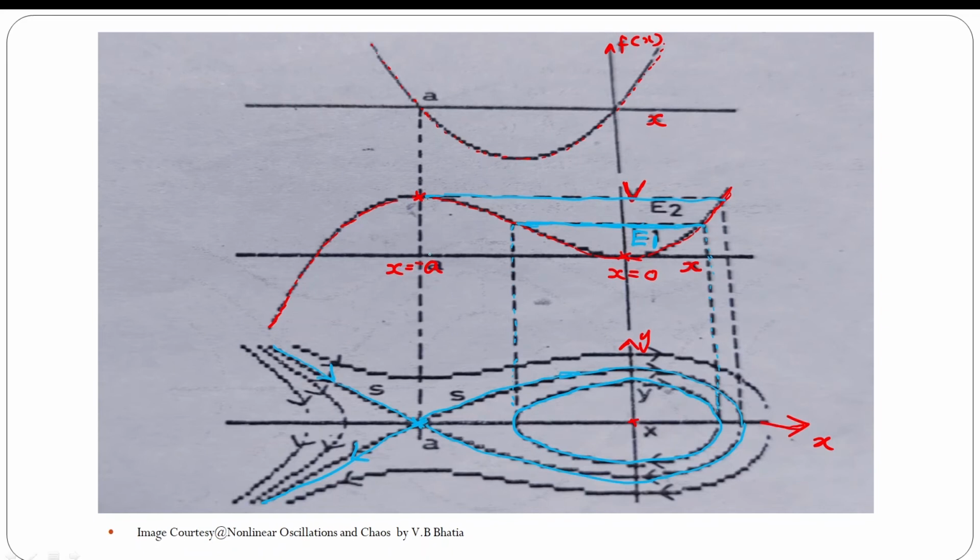You can see various kinds of trajectories. What happens to the phase space trajectory as the value of x is increased? These are the phase space plots for this particular potential. Here you can see that this trajectory becomes hyperbolic, and also for high energy, for energy greater than E2, this is a phase space trajectory.